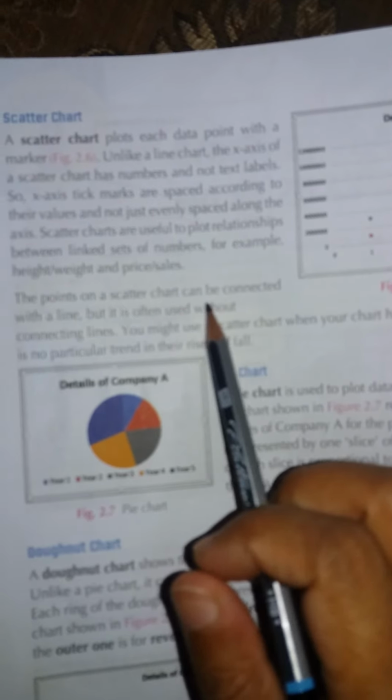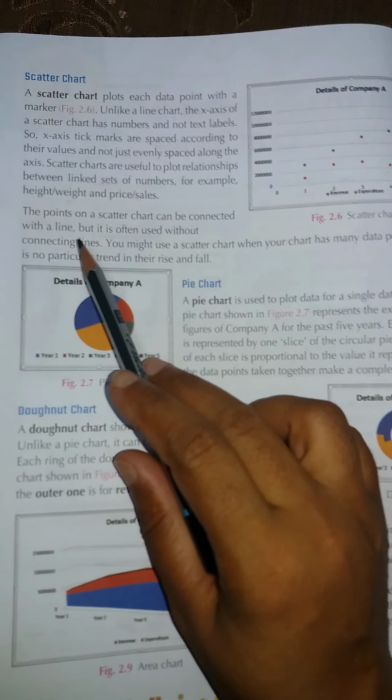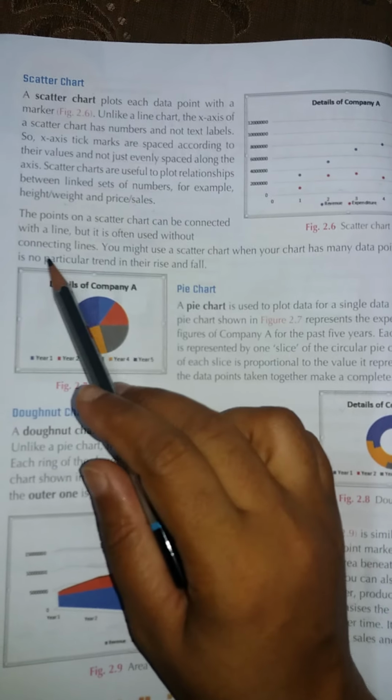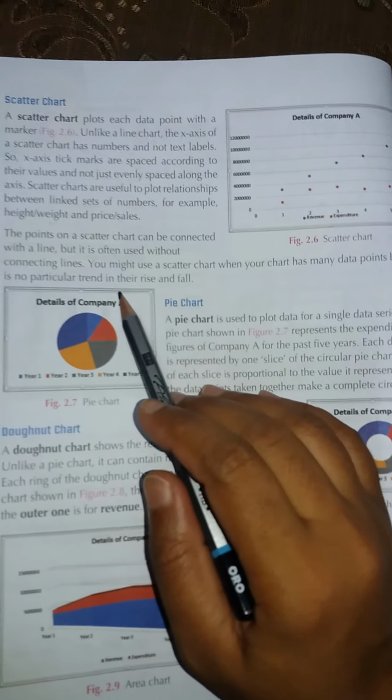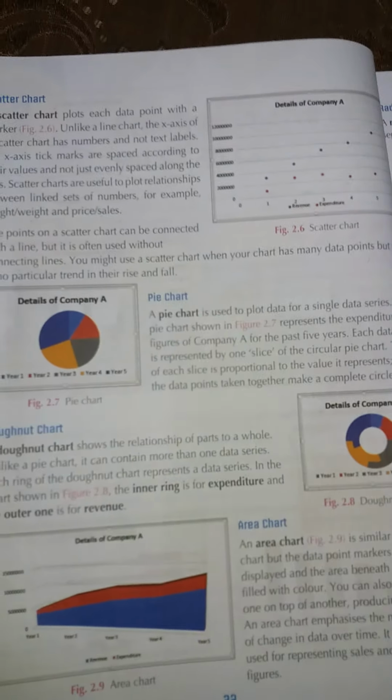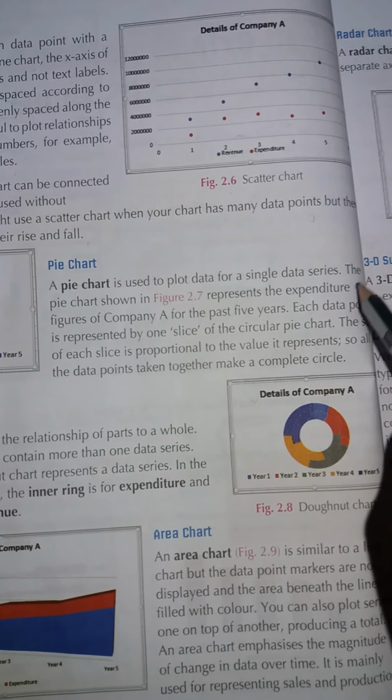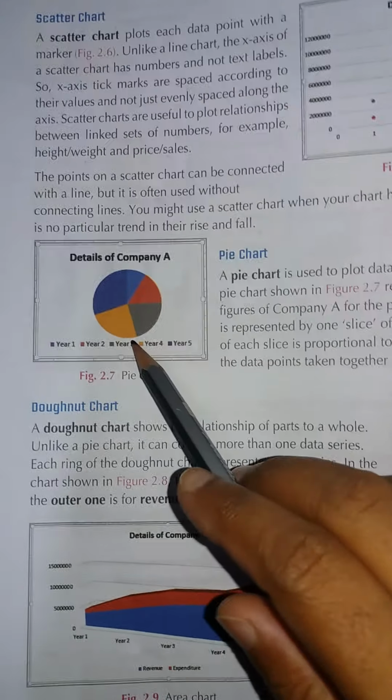The points on a scatter chart can be connected with a line, but it is often used without connecting lines. You must use a scatter chart when your chart has many data points but there is no particular trend in their rise and fall. Now pie chart. A pie chart is used to plot data for a single data series. The pie chart shown in figure 2.7. This is pie chart.